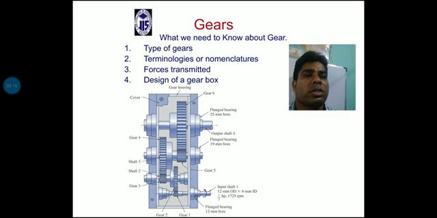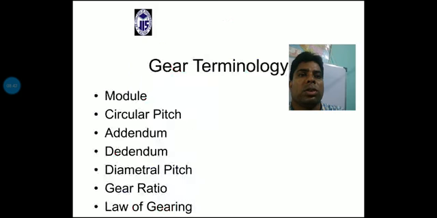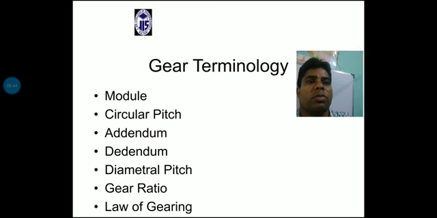Next, reverted gear train, and the last one is epicyclic gear train. Epicyclic gear train is the type of gear train where the gears are there, and some gear arms may also be there. That type of gear train is called an epicyclic gear train. So the next point is gear terminology.